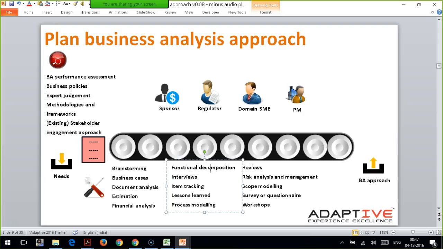Functional decomposition. This could be helpful more in planning, but anyway, they have put it in approach. What is functional decomposition? Anyone? Breaking the functions or breaking the features into smaller functions so that they can be analyzed and then taken care of more specifically. Very good. It's basically divide and rule. If you can divide things into smaller aspects, it's easier for you to do it.